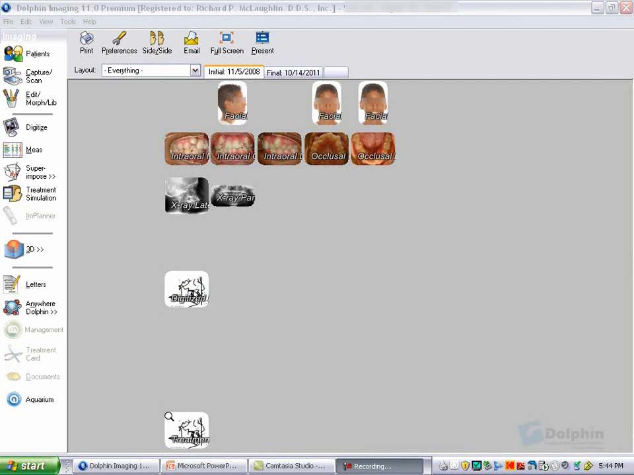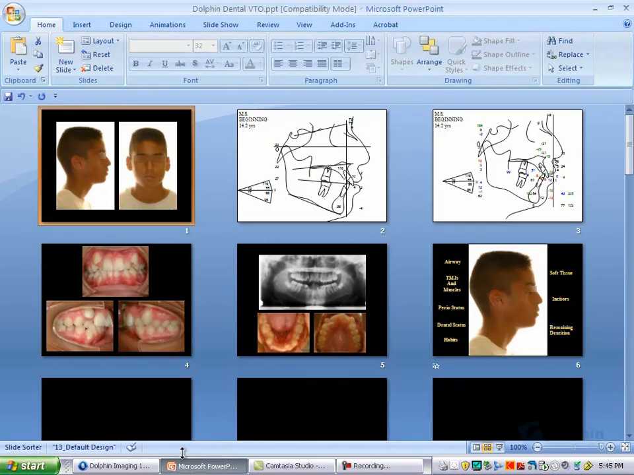The first patient is a non-surgical orthodontic case. He is a 14-year-old male presenting with a slight Class 2 skeletal pattern with moderate to severe crowding in his upper and lower arches. Now let's go to PowerPoint and look a little more closely at his pictures.